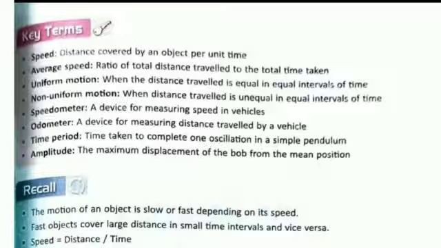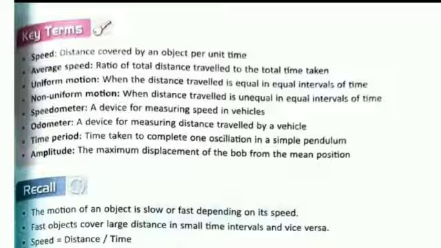Time period, the time taken to complete one oscillation in a simple pendulum. Time to complete one oscillation is called time period. Amplitude, the maximum displacement of the bob from the mean position. When we hang a bob with a thread, this is called the mean position. And when we take the bob, displace it for some distance and just leave it, the bob becomes oscillating.